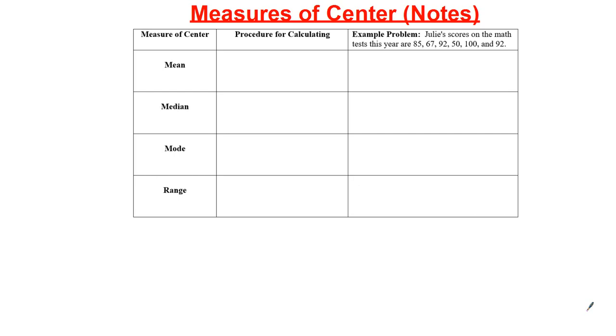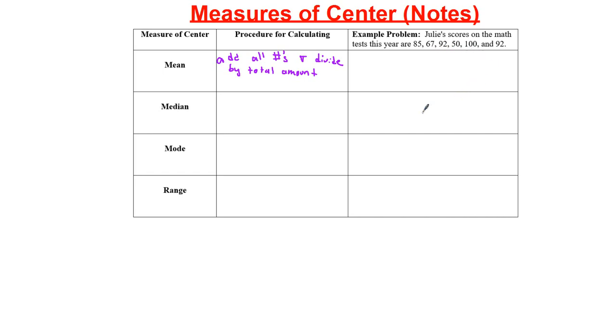So the mean is basically when you add all the numbers, then divide by the total amount of numbers. So add all numbers and divide by total amount. Over here we're going to use Julie's scores on the math test this year. As you can see, she got 85, 67, 92, 50, 100, and another 92.